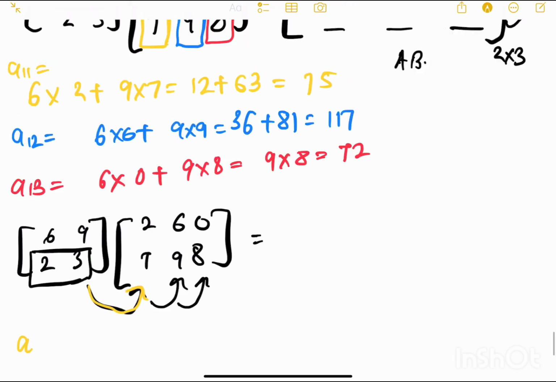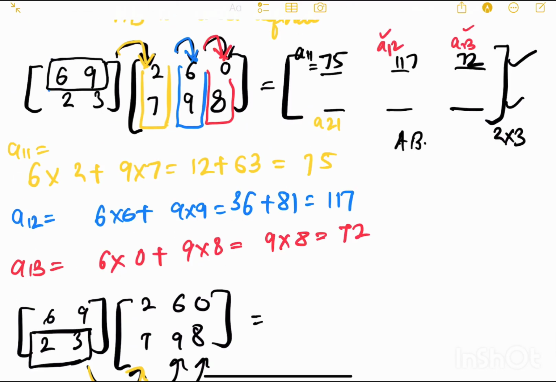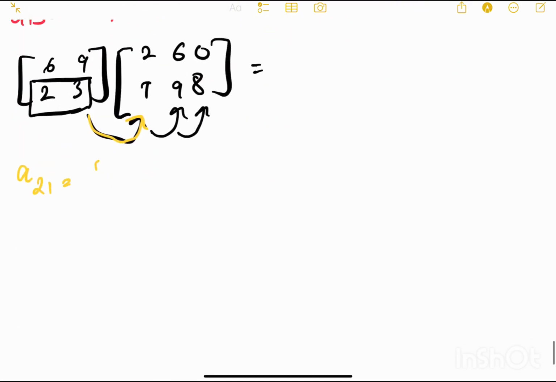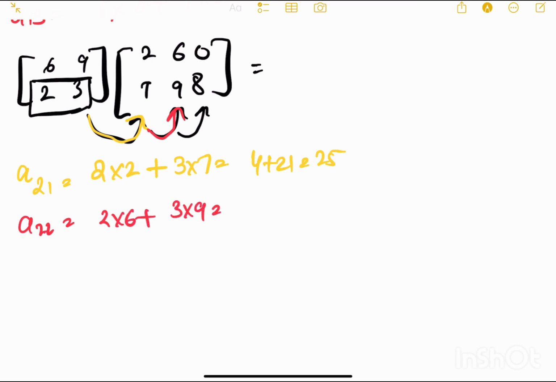This element is A21 because it is my second row and first column. This is my A22 and this is my A23. So A21 is what I get after multiplying 2 into 2 plus 3 into 7, which is 4 plus 21. This is 25. Now let us multiply it with the second column. This is my A22. So this is 2 into 6 plus 3 into 9. It is 12 plus 27, which is 39.